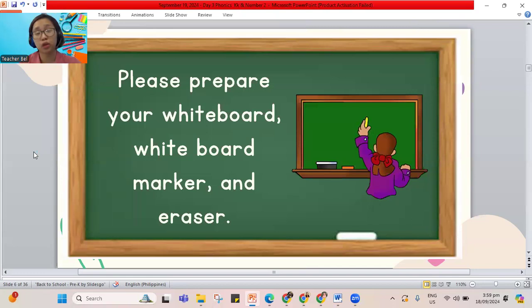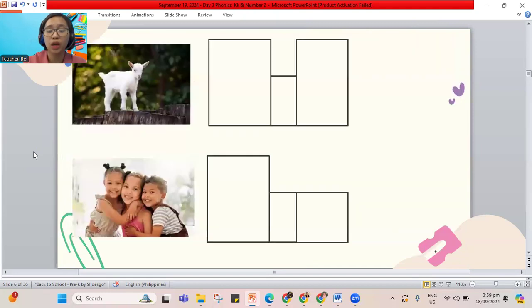And this time, do you still have your board with you, your whiteboard and eraser? We are going to write our words that begin with the letter K because yesterday we had the K sound, letter K. So let's start with our kid. Remember, a kid is a baby goat. How do we write and spell kid? Let's start with letter K. And you can write it also there in your board to practice.